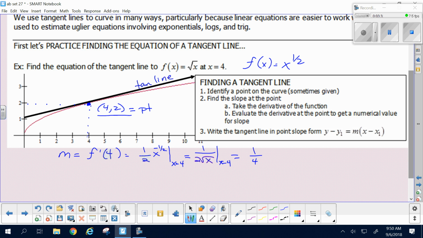After you've got a point and a slope, we're going to write the equation of the line in point slope form. So in point slope form, using this point and this slope, my equation is y minus 2 equals 1/4 times the quantity x minus 4. Okay? I want you to just leave it like that. You're not going to impress me by putting it in slope-intercept form. You will possibly make a mistake and lose points. So leave it alone. All right? Point slope form is good. That's the idea of a tangent line.